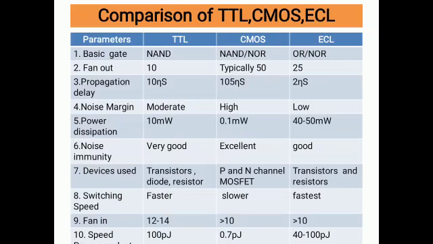Fan in, 12 to 14 in TTL, which is its advantage. It is greater than 10 in CMOS and ECL. Then speed power product, it is 100 picojoules in TTL, 0.7 picojoules in CMOS, and in ECL it is 40 to 100 picojoules. So by seeing this comparison, we can find out the advantages and disadvantages of these logic families.